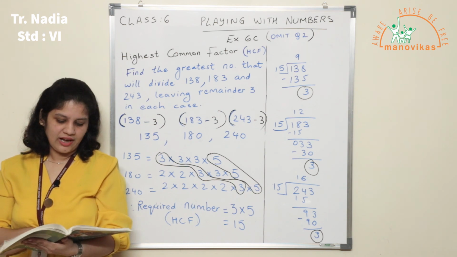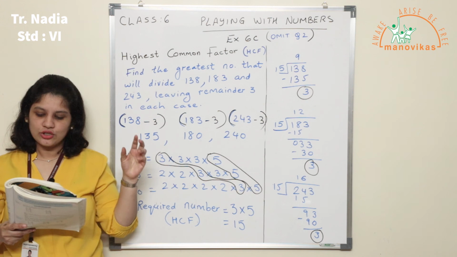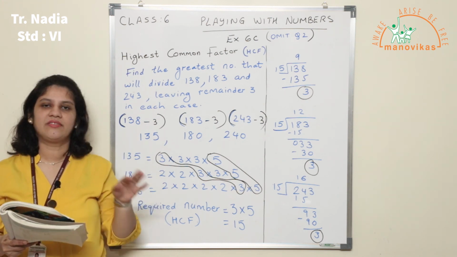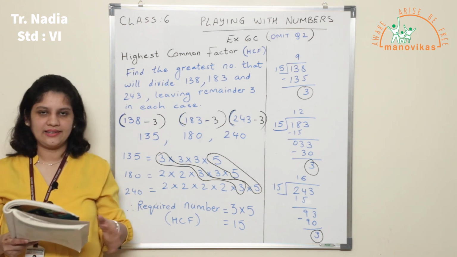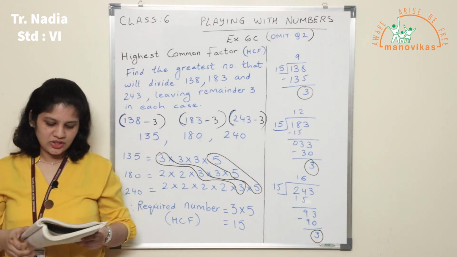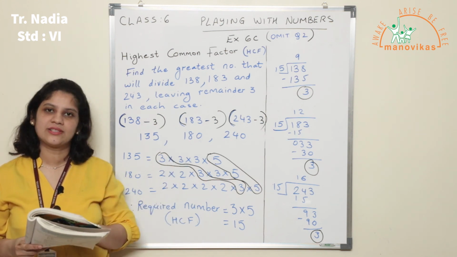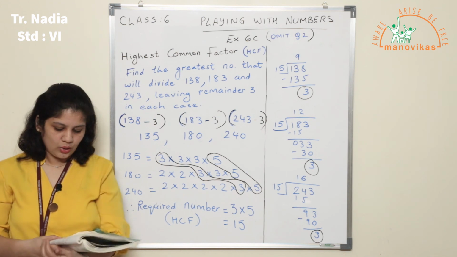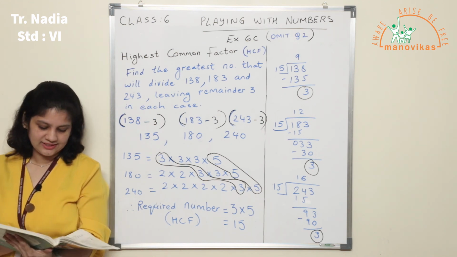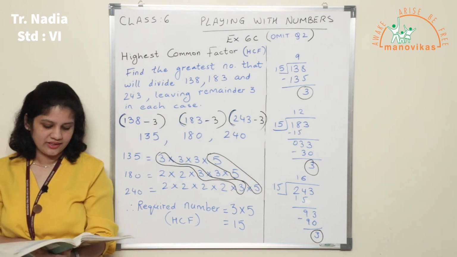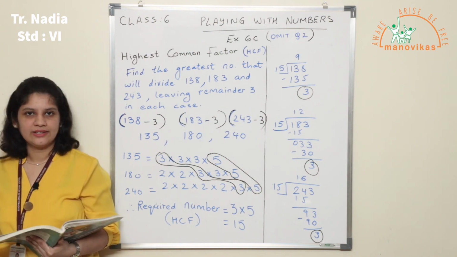In question 5, they are asking you all to find the greatest number that will leave 5 as remainder. So from the numbers which are given, that is 37 and 53, you all first subtract 5, find the HCF, and that will be your answer. In question 6, they are telling you all remainder 3 in each case. So from the given numbers, you all subtract 3. Now question 7, find the greatest number that will divide 76, 114 and 152, leaving the remainders 2, 3 and 4 respectively.